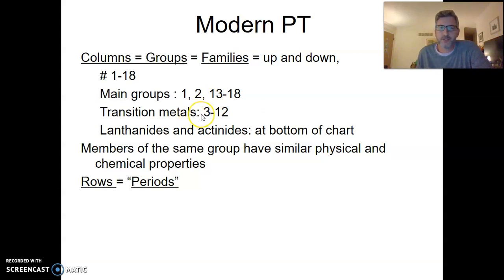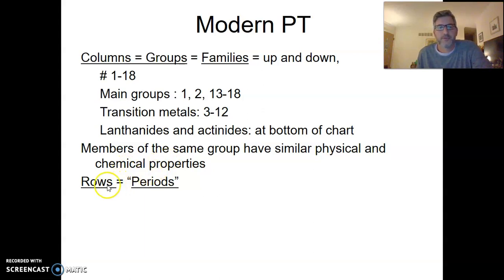If you hear the term transition metals, that typically refers to the D block, which are groups 3 through 12. Sometimes also a little bit of the lower left part of the P block, which would include like tin and lead. The lanthanides and actinides are the bottom of the chart. That's the F block. And it is important, of course, we've mentioned this a couple of different times in a couple of different ways, but members of the same group have similar physical and chemical properties.